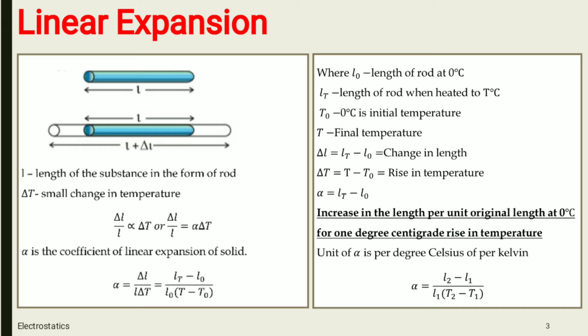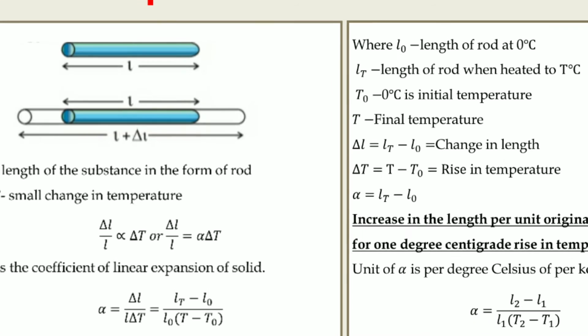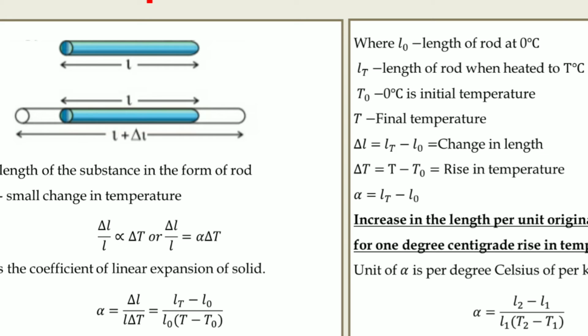Expansion of length takes place. This is called linear expansion. As you can see here in the figure, L is the length of the rod, and after applying temperature there is a change in the length of the rod, that is delta L. There is an increment because we have increased the temperature of the rod.